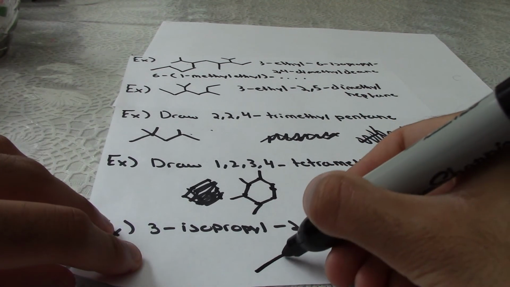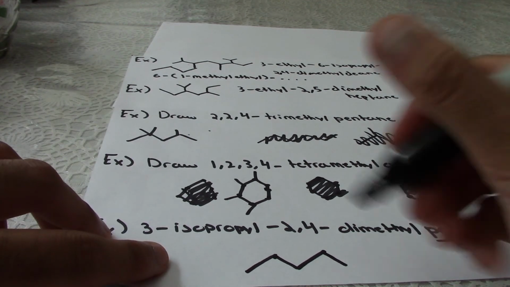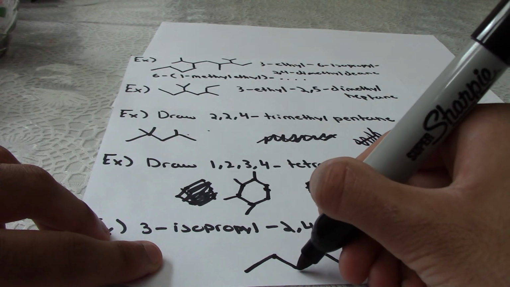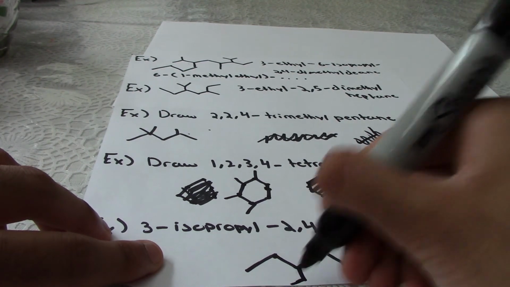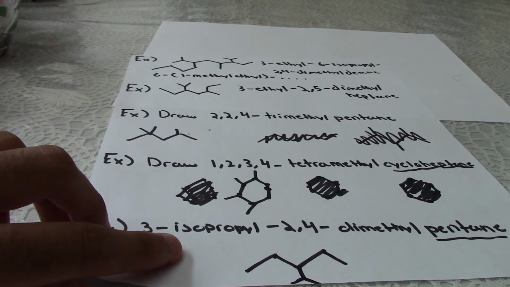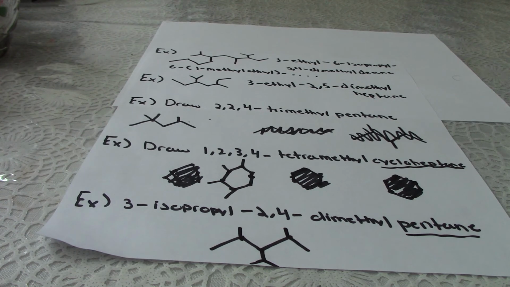So 1, 2, 3, 4, 5, and then there's an isopropyl group on 3, so I'll let this be my first carbon, my second, my third. There's an isopropyl group right there. This is a case where you should be able to recognize what an isopropyl group is. And then there's a methyl on 2 and 4, so that's how you would draw that one.